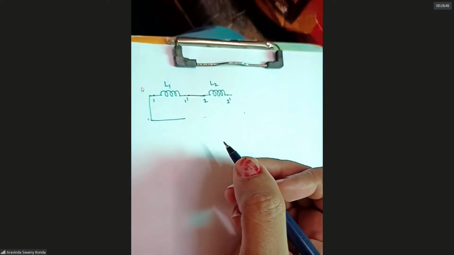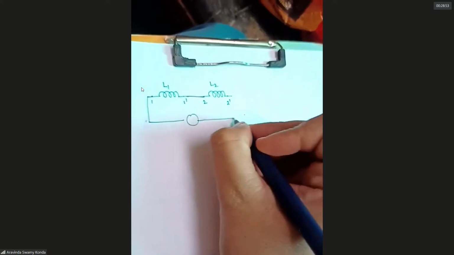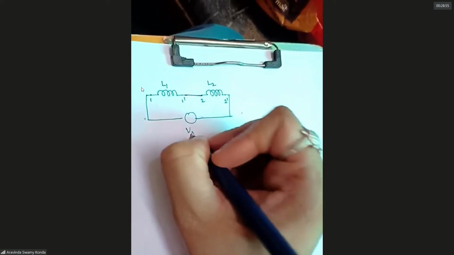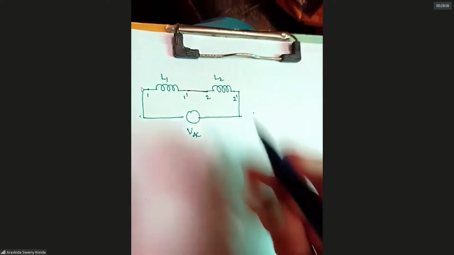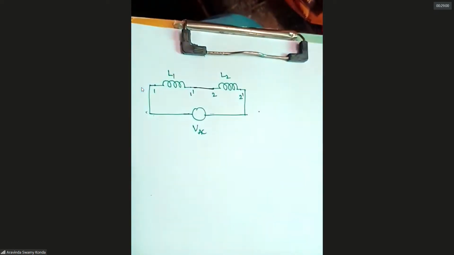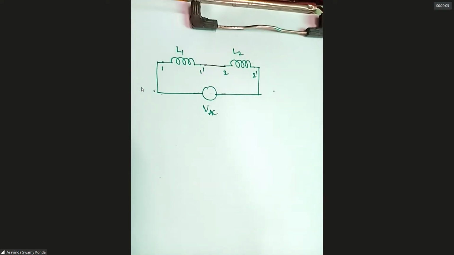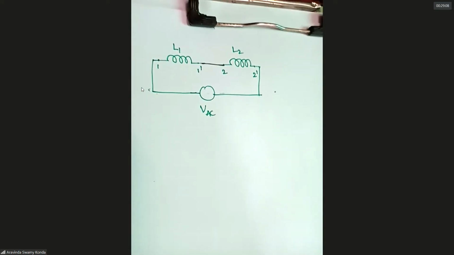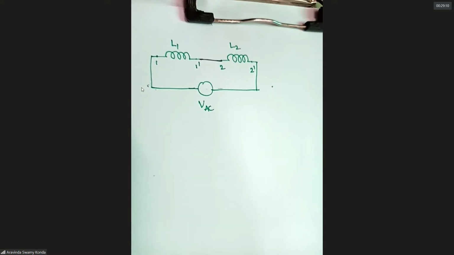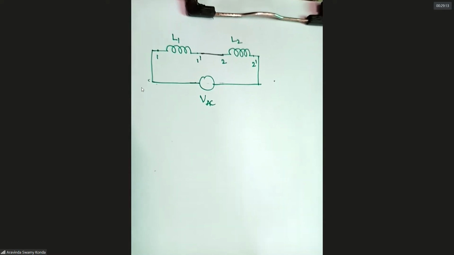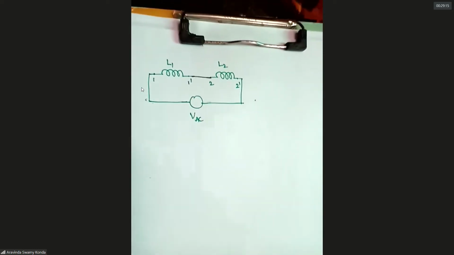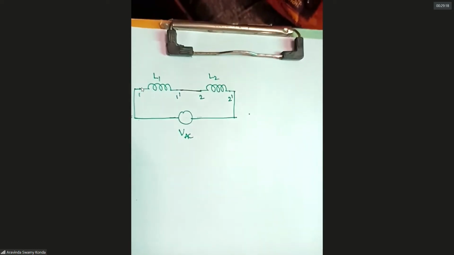Same, I am applying some voltage. This is not DC voltage, this is AC voltage. Do we apply DC voltage to an inductor or capacitor? What happens if DC voltage is applied? It becomes a short circuit, right or not, sir? So that is why you assume AC voltage. You want to apply AC voltage only.